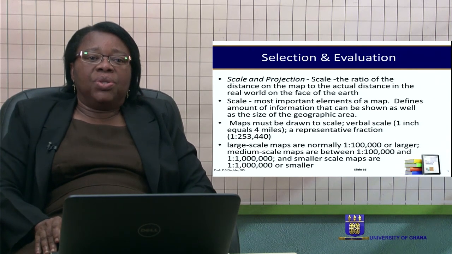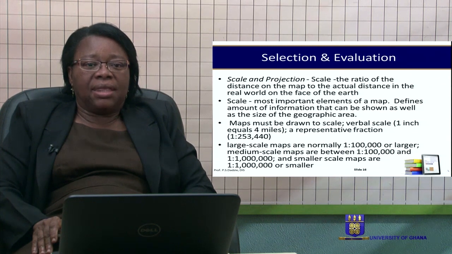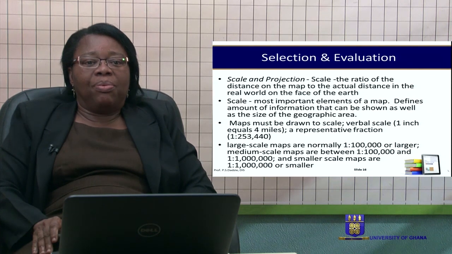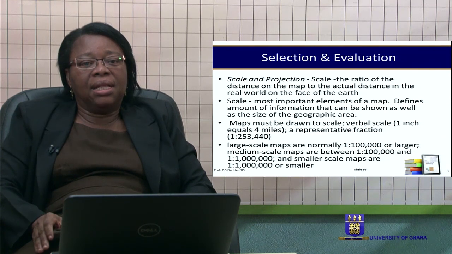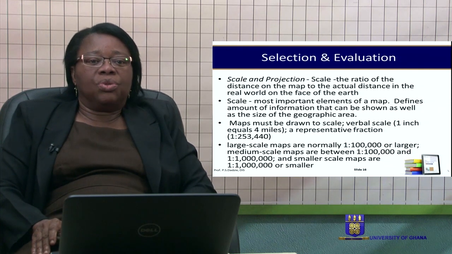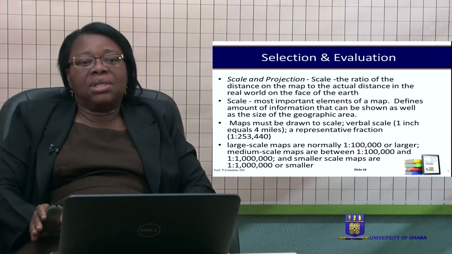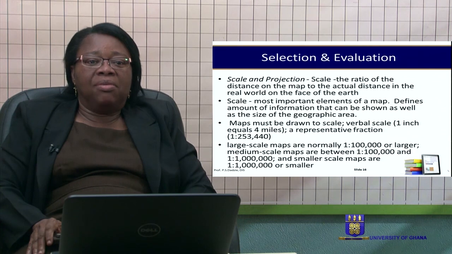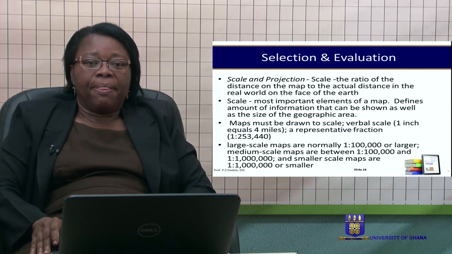The scale is the ratio of a distance on the map to the actual distance in the real world on the face of the earth. So when you are drawing a map, you cannot use the actual size. You have to use a scale, either 1 inch is to so many miles or kilometers, or a ratio, 1 is to thousands, 1 is to something, okay? Maybe 1 is to 253,000 miles or kilometers or whatever.